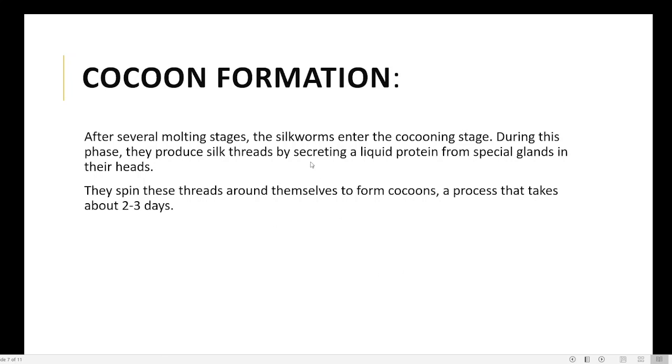They produce silk threads by secreting a liquid protein from special glands in their heads. So from their heads there are special glands which are able to produce it. In the spider, these silk producing glands are situated in the abdomen or at the tail part of the body. So in different organisms, different types of silk glands are present, but here it is in the mouth region. And they spin this thread around themselves to form the cocoon, and usually within a period of 2 to 3 days this capsule-like cocoon formation will be complete.